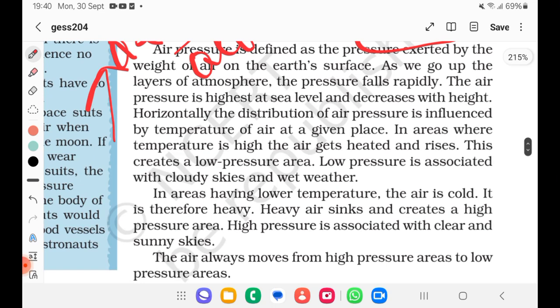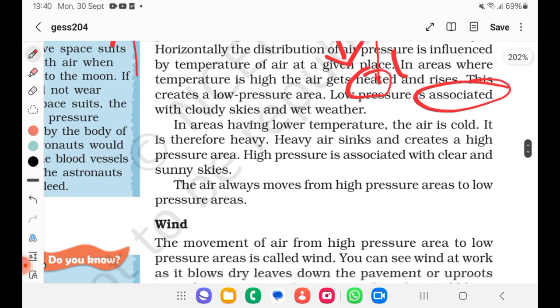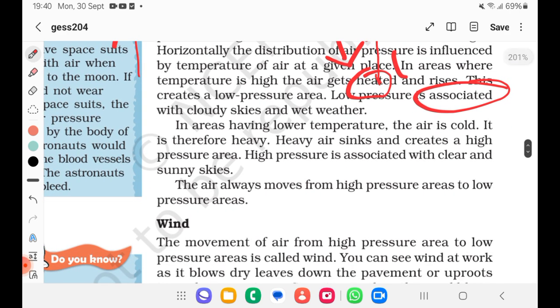In areas where temperature is very high, the air gets heated and rises. This creates a low pressure area. Low pressure is associated with cloudy skies and wet weather. So whenever there is more temperature, air will get heated and go up and form a cloud. That's why it will have a cloudy sky and wet weather. Okay. In areas having lower temperature, the air is cold. It is therefore heavy. Heavy air sinks and creates a high pressure area. High pressure is associated with clear and sunny skies.